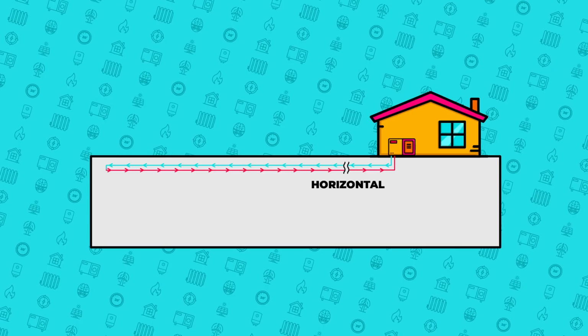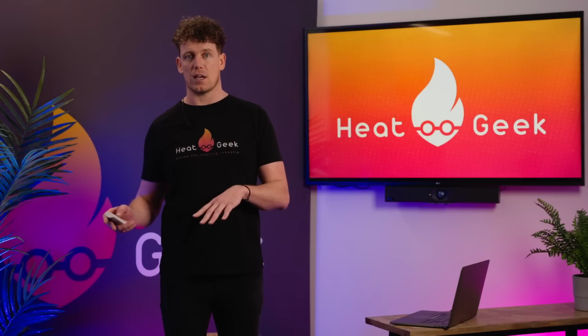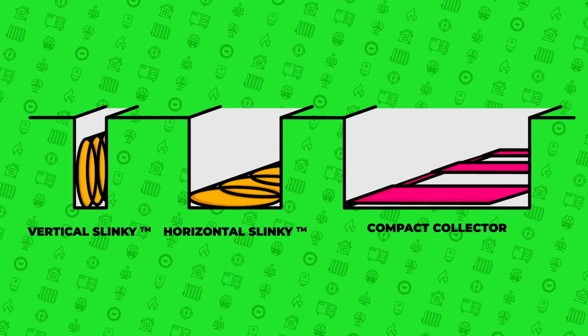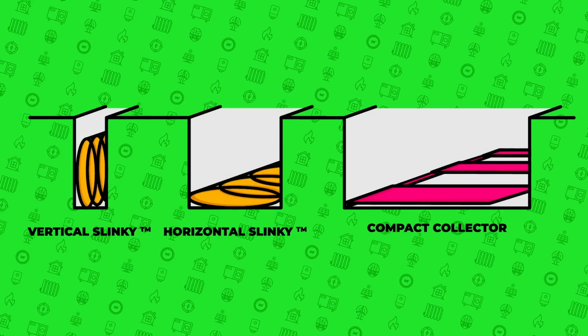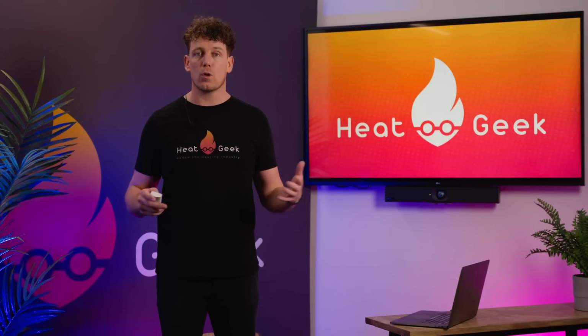The least is a compact collector. The greater the surface area used, the fewer issues and the highest efficiency. And as such, slinkies and compact collectors are rarely fitted, if ever installed at all now. A full ground survey should be completed to check the ground is suitable before the works are done.